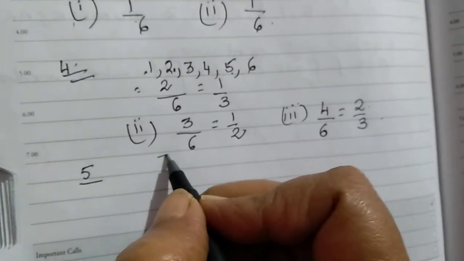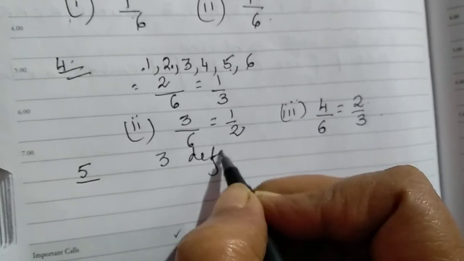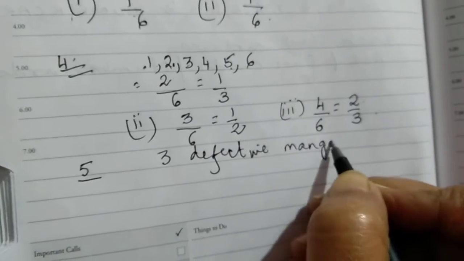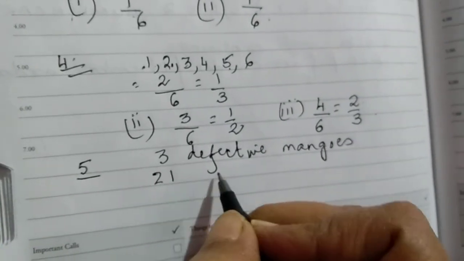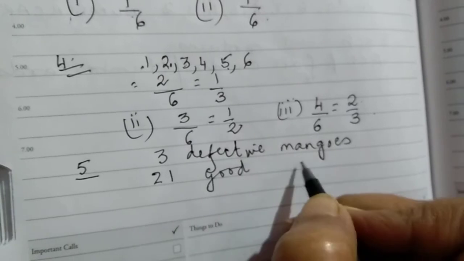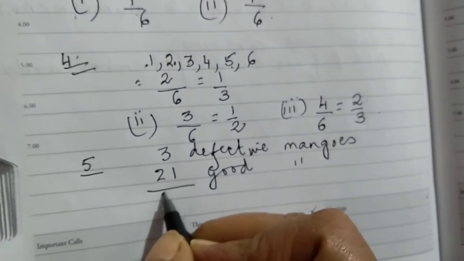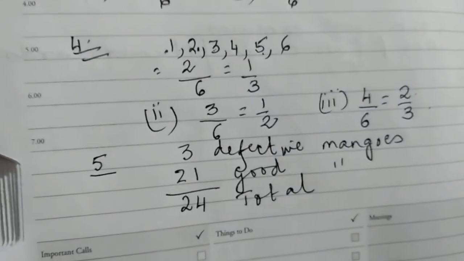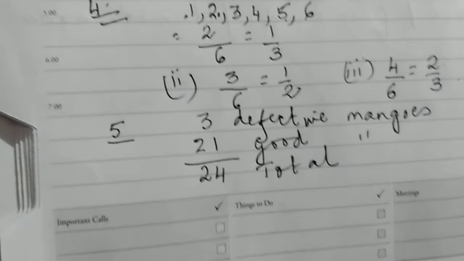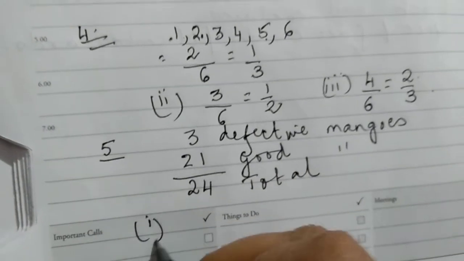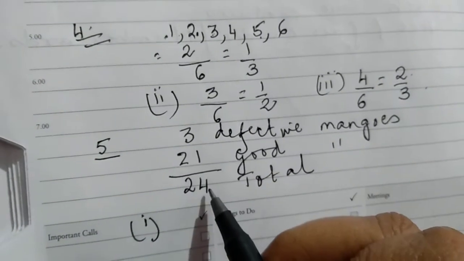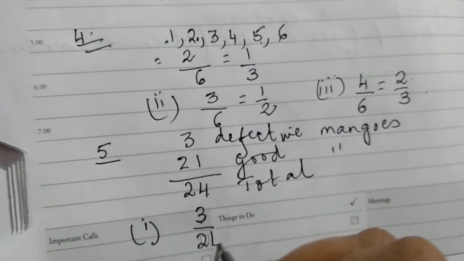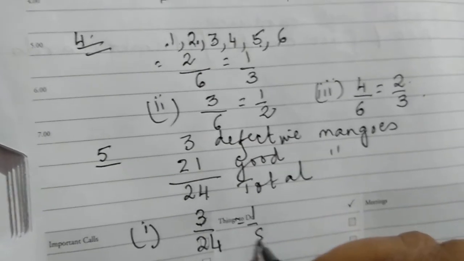A box contains 3 defective mangoes and 21 good mangoes. So what is the total number? 24 total, out of which 3 are defective and 21 are good. Then what is the probability of getting a defective mango? 3 out of the total 24. So the probability of getting a defective mango will be 3 by 24, which is 1 by 8.